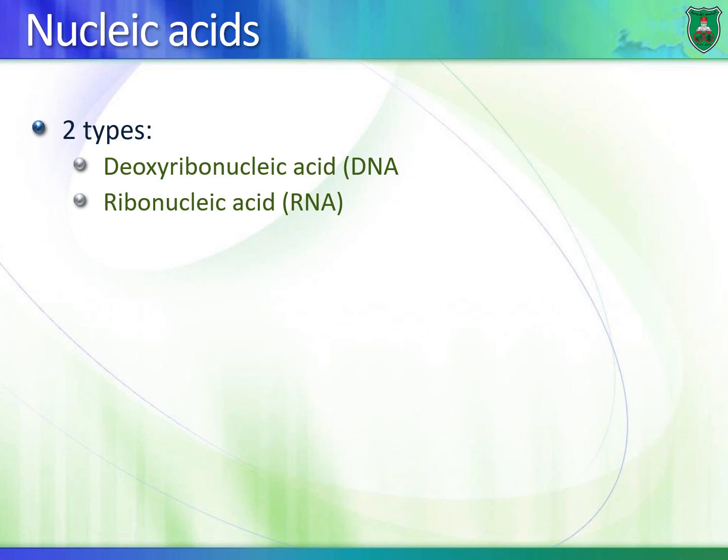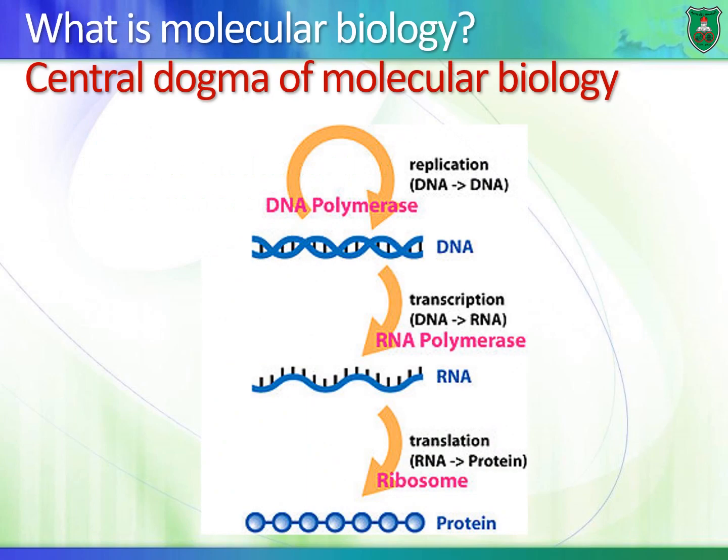Now, nucleic acids are divided into two types. We have deoxyribonucleic acid, also known as DNA, and we have ribonucleic acid, which is known as RNA. Now, the central dogma of molecular biology tells us that there are different processes, starting with DNA. DNA can replicate itself, so a copy of DNA is made from DNA.